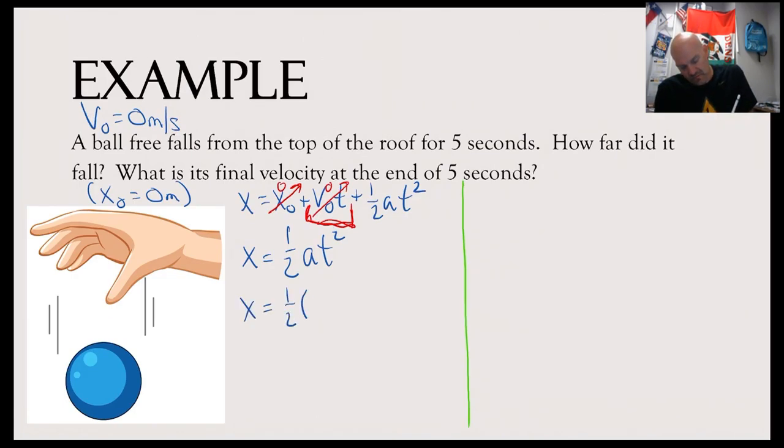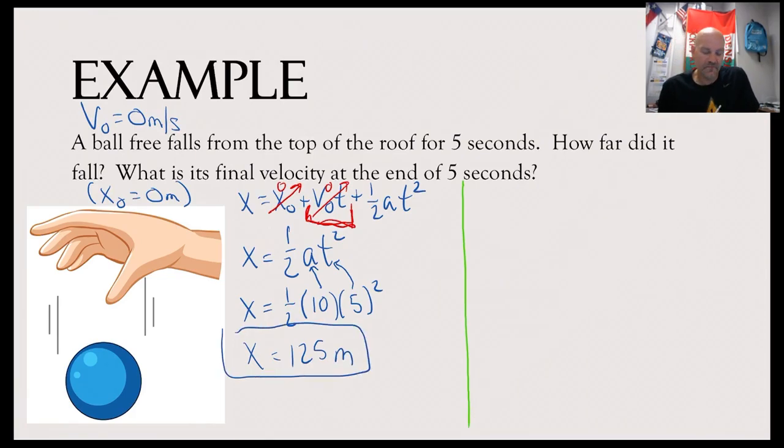So x is equal to one half. Now, because this is a free fall, I'm going to use 10. It doesn't say, hey, use g equals 9.8. If it does, then I would have to use that value. So 10 is my acceleration, and 5 is my time. Now I take my handy dandy calculator: 0.5 times 10 times 5 squared, which is 25. So after 5 seconds, this ball has fallen 125 meters.